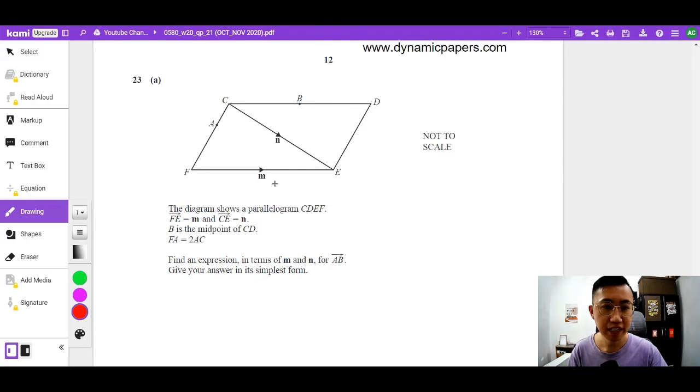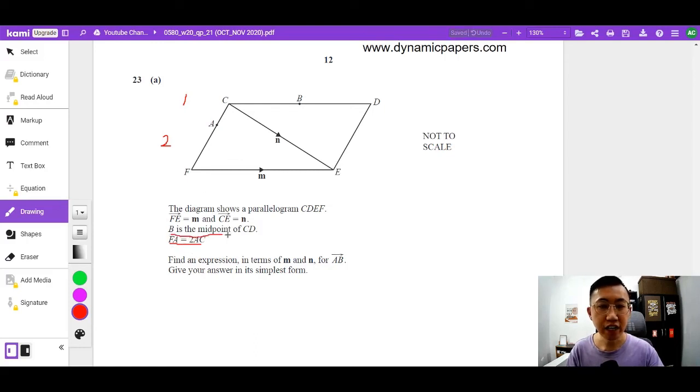This one is labeled, nice, huh? B is the midpoint of CD. Okay, labeled for us as well. Thank you. So next one, FA is 2AC. FA is 2 times AC. Okay, so this information right here is actually telling you the ratio is 2:1. FA, the ratio is 2, AC, the ratio is 1. Remember this, how to read this information.